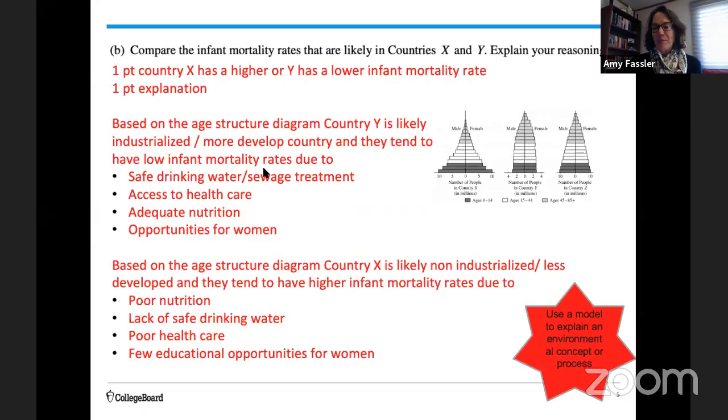And then on the flip side, country X would have the higher infant mortality rate. It has the age structure diagram typical of a non-industrialized or less developed country, and they tend to have higher infant mortality rates due to, again, the opposite of those reasons.